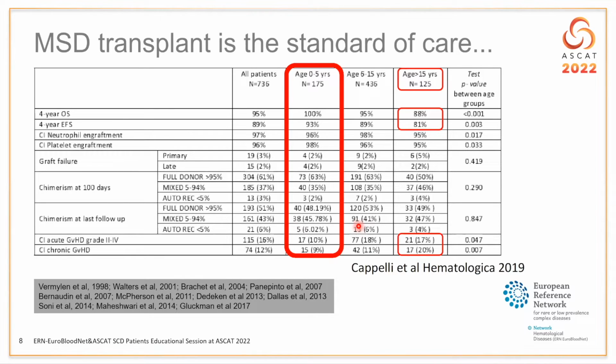Age, in the context of matched sibling donor transplants, plays an important role. If we consider children transplanted when they are younger than 5 years of age, we have a 100% survival probability. But if we consider adolescents or young adults older than 15 years of age, the probability of survival decreases from 100% to 95% to 88%. So age is still important for the transplant of this disease.